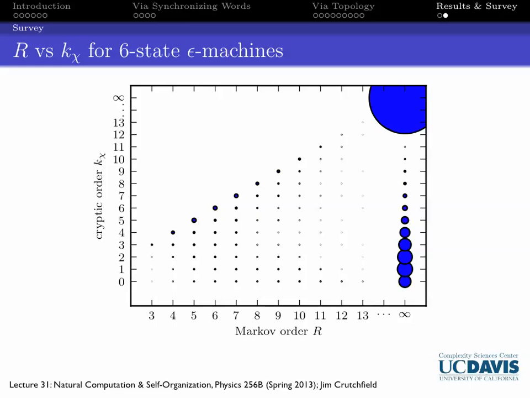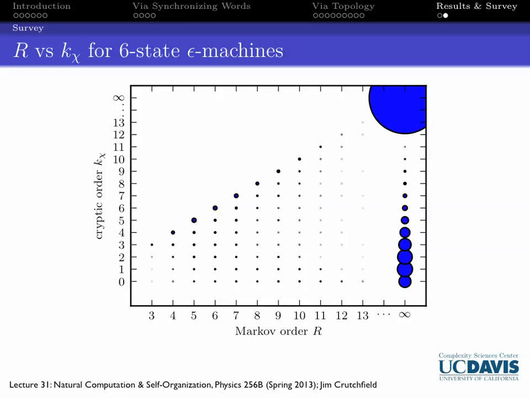So, the last thing I did was we can look at all possible 6-state epsilon machines with a binary alphabet and calculate their Markov and cryptic orders using these algorithms. And then we can plot that pair. So for example, if we had a machine with Markov order 5, cryptic order 4, we would put a dot here. And the size of these dots is equal to the number of machines with that pair of values. So the first thing to notice is that almost all the machines are infinite Markov, infinite cryptic.